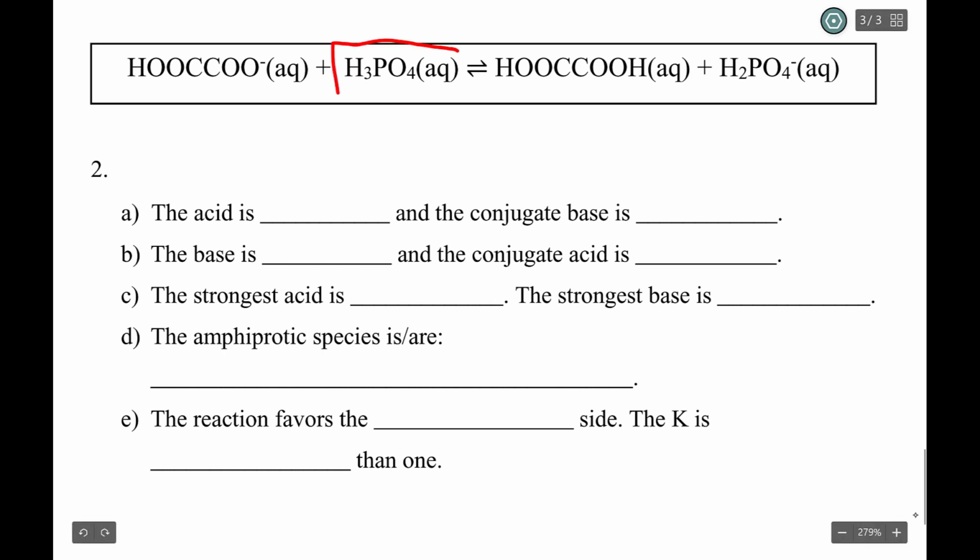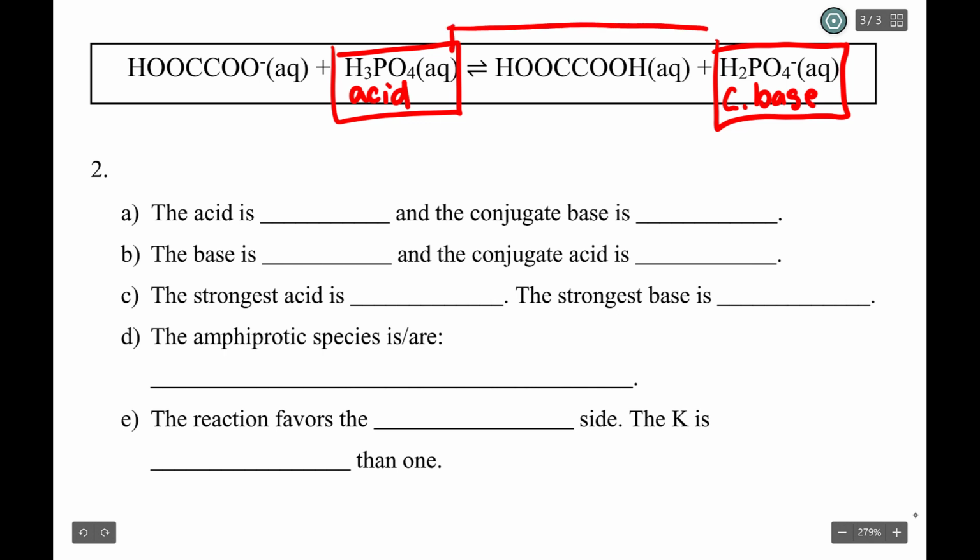So for instance, H3PO4 can only act as an acid. It is a triprotic acid because it has 3 hydrogens. It has no negative charge. So this must be the acid. Now the thing that looks like it is H2PO4 minus, so this must be the conjugate base. These differ by 1 proton. The H3PO4 has lost a proton, so therefore it must be an acid. This is a conjugate base. It can act like a base because it has a negative charge.